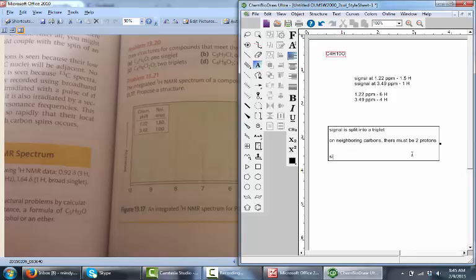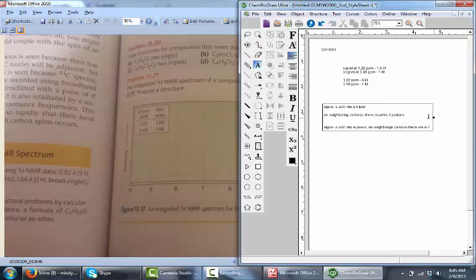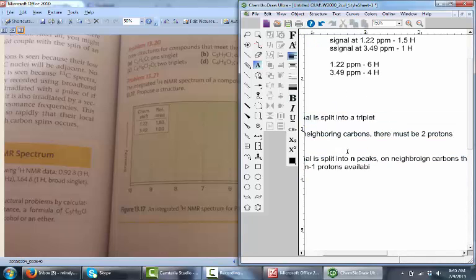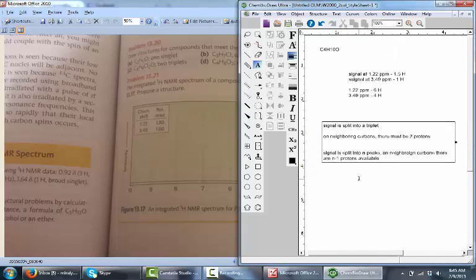And more generally, if a signal is split into n peaks, that must mean that on neighboring carbons there are n-1 protons available. So if the signal is split into 2, there's 1 proton on the neighboring carbon. If it's split into 3, like in this case, there are 2 protons on neighboring carbons.